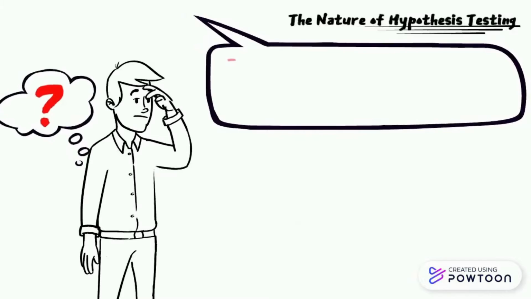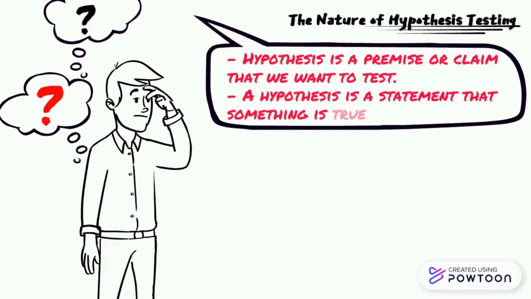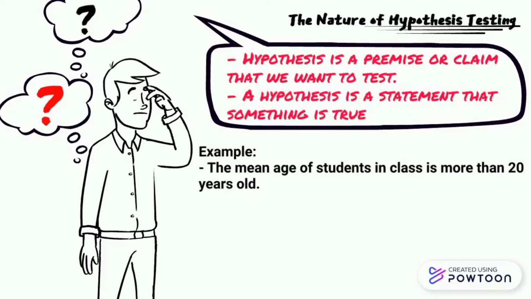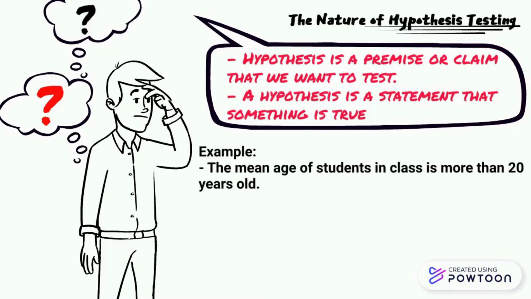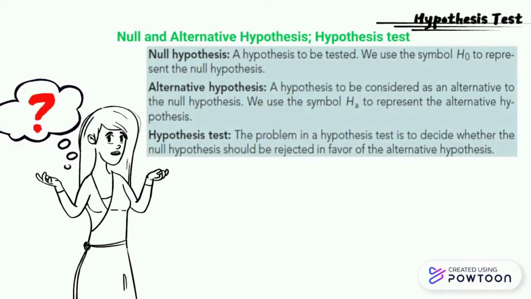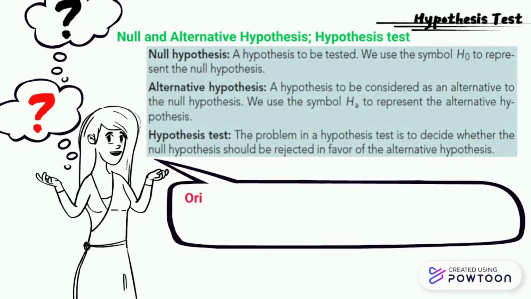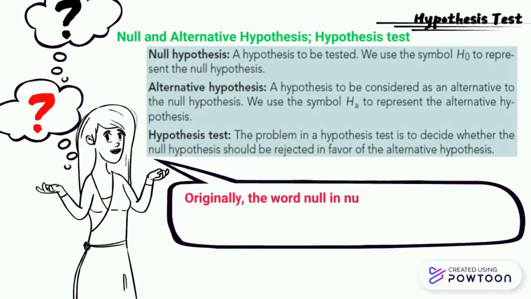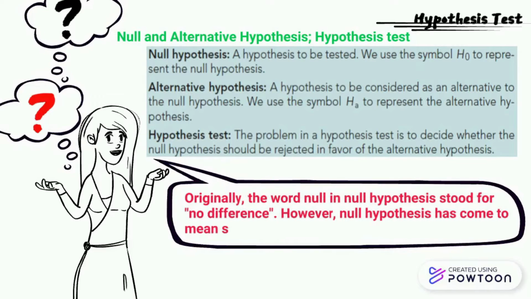Hypothesis is a premise or claim that we want to test. A hypothesis is a statement that something is true. For example, the mean age of the students in class is more than 20 years old. Hypothesis test is separated by three hypotheses, that is null hypothesis, alternative hypothesis, and hypothesis test. Originally, the word null in null hypothesis stood for no difference. However, null hypothesis has come to mean simply hypothesis to be tested.